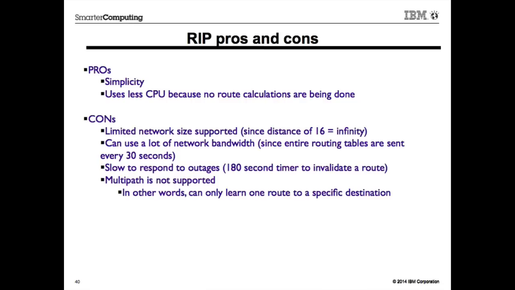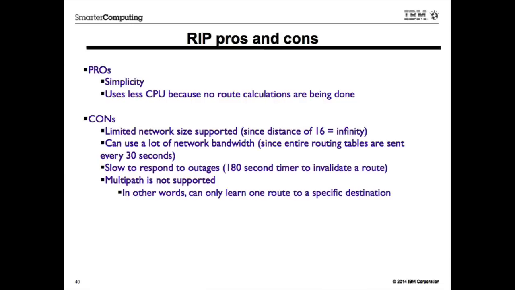Now the cons are that there's limited network size supported. A distance of 16 means infinity, which means you can't reach anybody that's more than 15 hops away from you. And if people have coded distances greater than 1 hop, that makes your network even smaller. Also, RIP can use a lot of network bandwidth because hosts send their entire routing tables every 30 seconds. RIP is also slow to respond to outages because it takes a 180-second timer to invalidate a route.